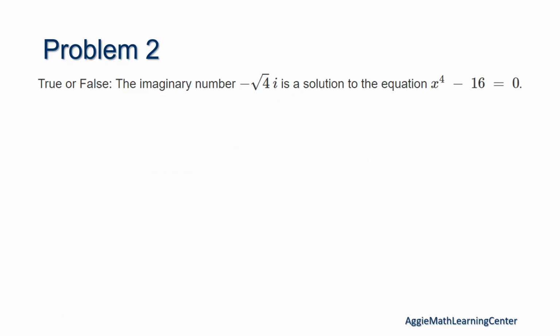So we have x to the power 4. We're going to use this for our x. So then we're going to have negative square root of 4 times i, and then all of that is to the power of 4, and then minus 16. And we want to know if it equals 0. I'm going to put it over here because we don't know yet if that is true. And then we're just going to work with this.